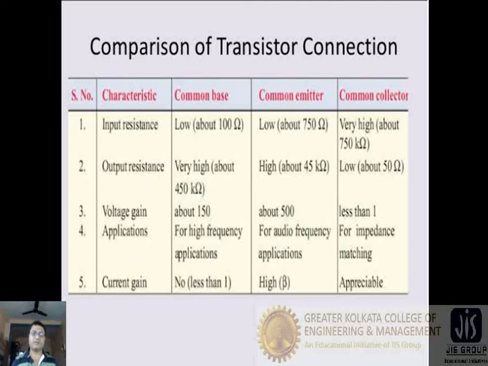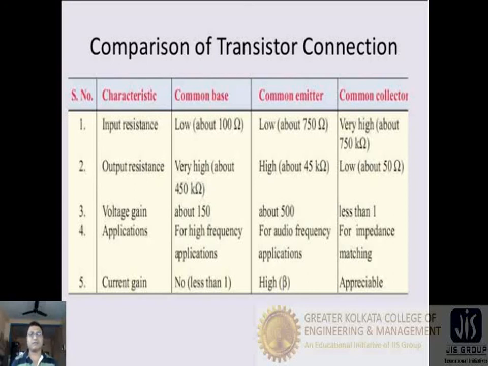In case of common base configuration, the output resistance is very high, in order of 450 kilo ohm. In case of common emitter configuration, the output resistance is also pretty high, in order of 45 kilo ohm. In case of common collector configuration, the output resistance is low, in the order of 50 ohm, which is very low. In case of common base configuration, the voltage gain is about 150. In common emitter configuration, the voltage gain is almost 500, and in common collector configuration, the voltage gain is very less, it is less than 1.